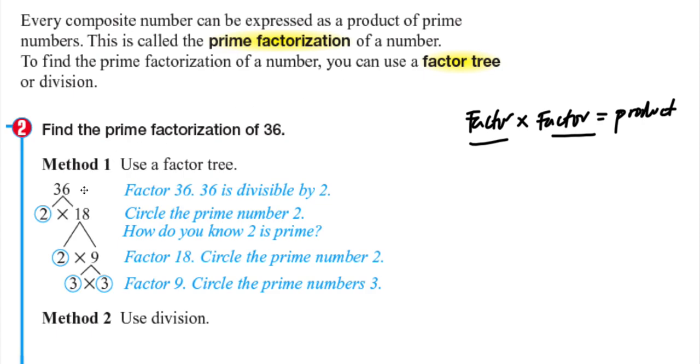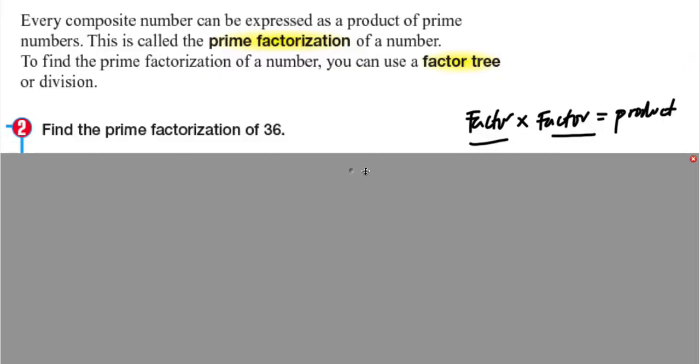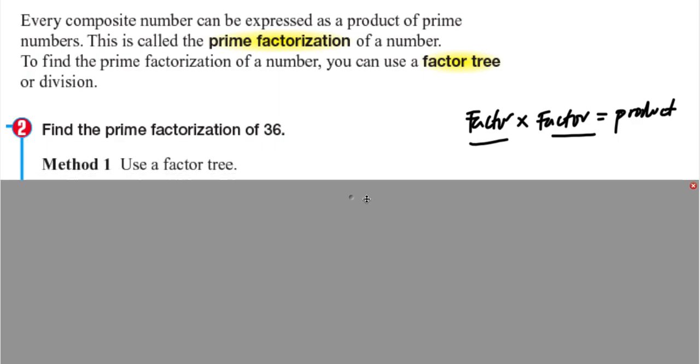Going back here, to find the prime factorization of a number, you can use a factor tree or division, like in example number 2: find the prime factorization of 36. Method 1, let's use a factor tree.